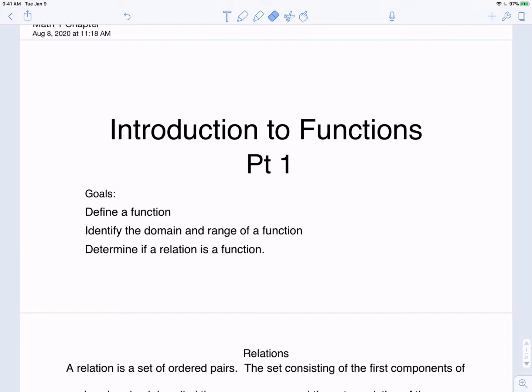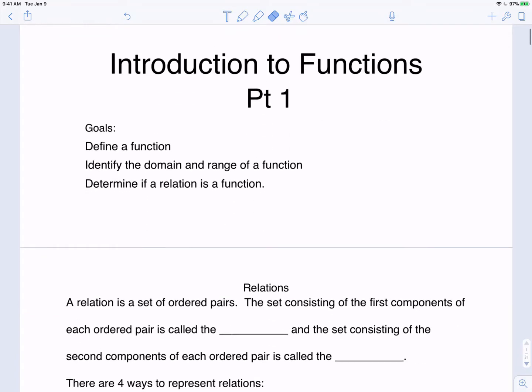This is an introduction to functions. In this section, we are going to define a function, identify the domain and range of a function, and determine if a relation is a function.